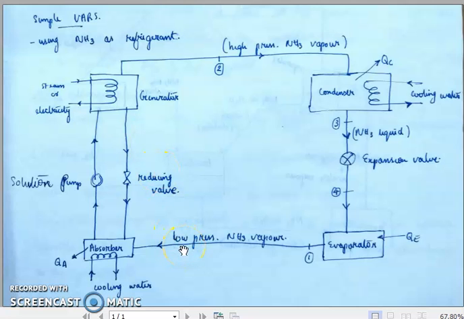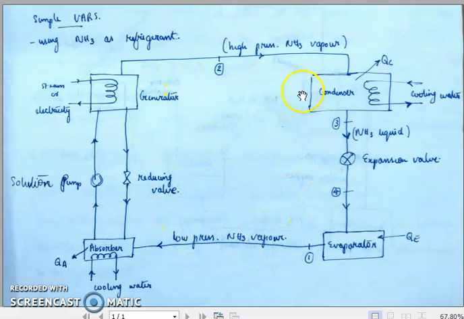So here the term comes into the picture: at this absorber, the vapor form of this ammonia is getting absorbed into a solution containing water. That is why this system has the name vapor absorption refrigeration system. Here we have discussed a simple type of such a vapor absorption refrigeration system.